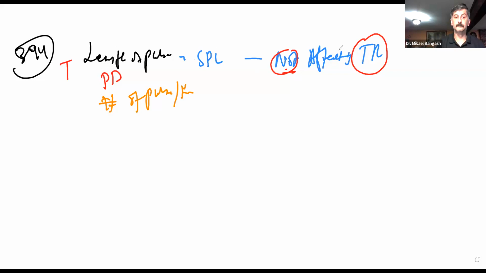Is that clear? This spatial pulse length here, ladies, what is that going to affect? Your axial resolution. Exactly. Very good. That will affect your axial resolution. Clear?